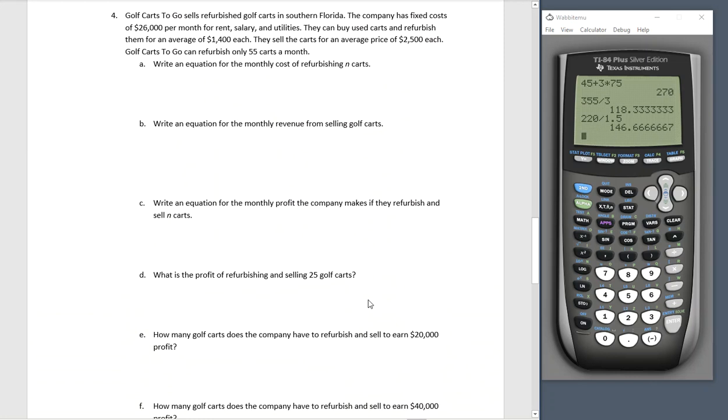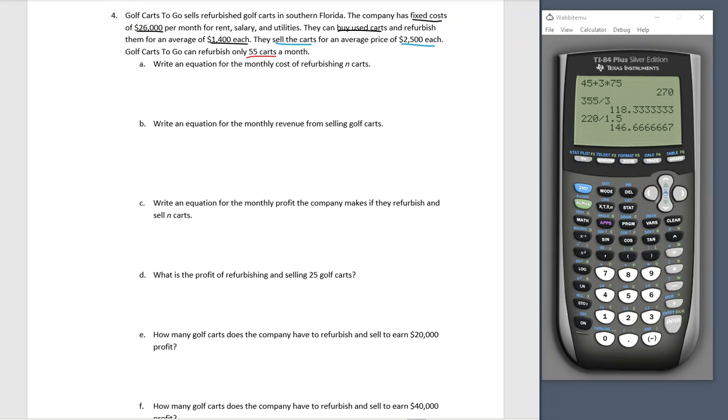Golf Carts to Go sells refurbished golf carts in Southern California. The company has a fixed cost of $26,000 per month for rent, salaries, and utilities, but it tells us right here these are fixed costs. They can buy used carts and refurbish them for $1,400 each. So if the company's buying those, that will be a cost. They sell the carts for an average price of $2,500 each, and only 55 carts a month. This is an upper end restriction that we have to keep in mind.